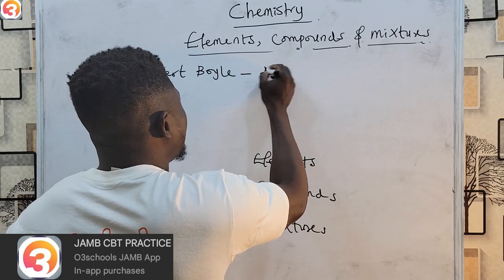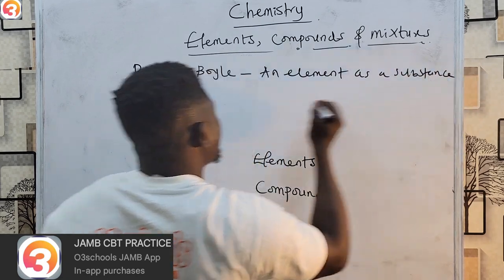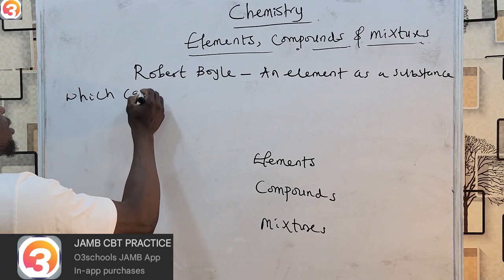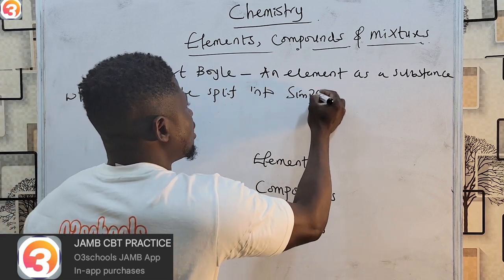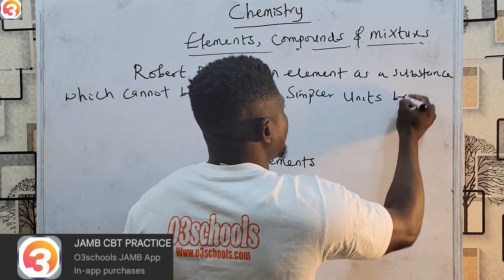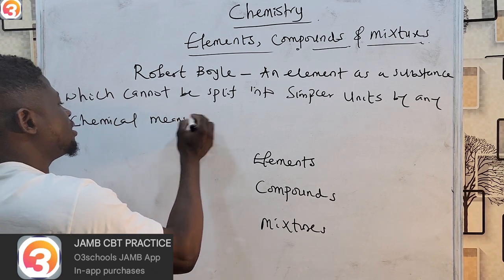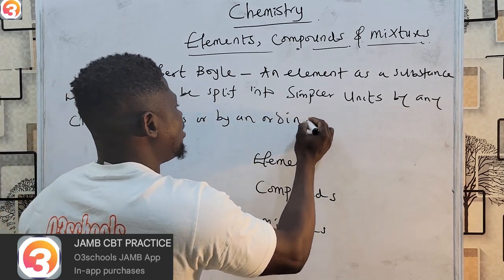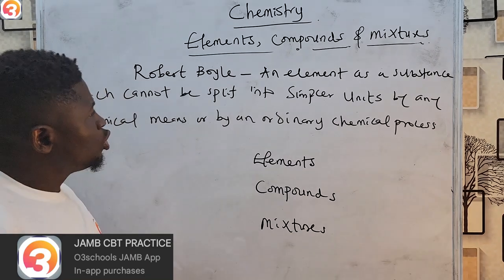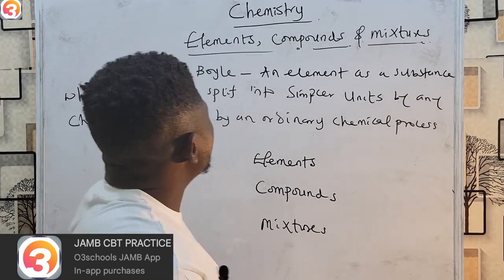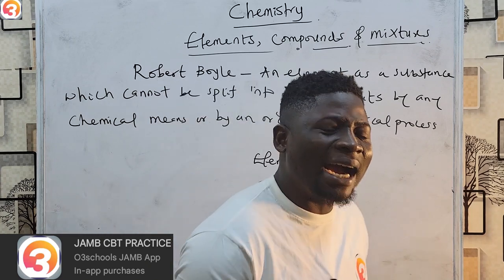So Robert Boyle defined an element as a substance which cannot be split into simpler units by any chemical means or by an ordinary chemical process.